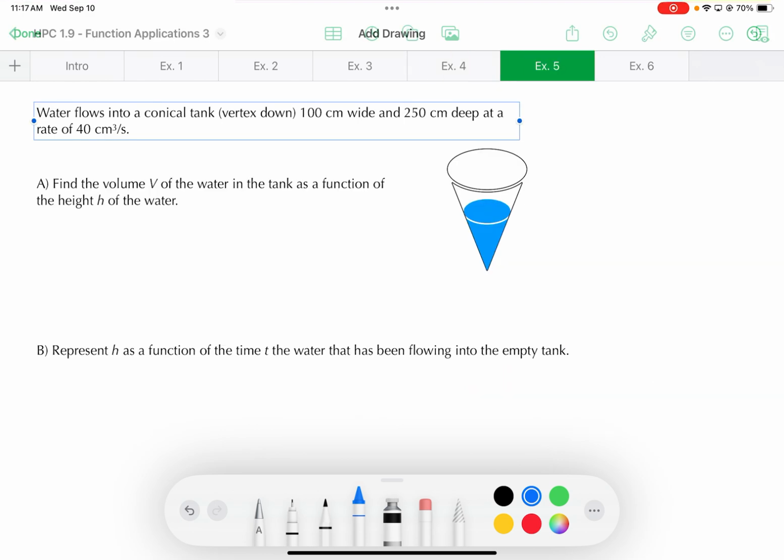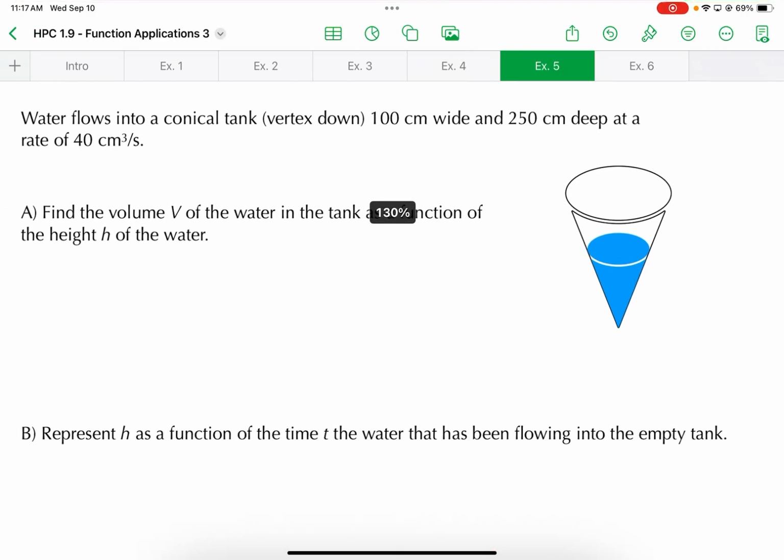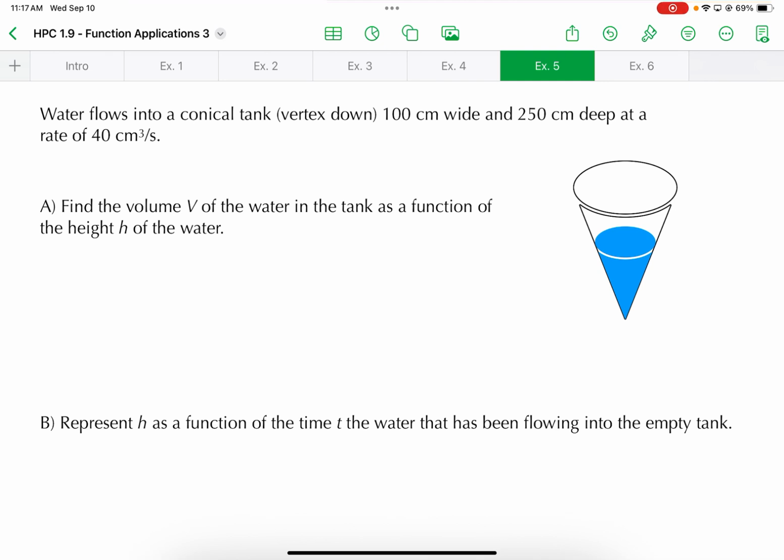All right, example 5. Okay, water's flowing into a conical tank with the vertex down. That's 100 centimeters wide, 250 centimeters deep at a rate of 40 cubic centimeters per second. All right, so the first thing we want to do is find the volume of the water in the tank as a function of the height of that water, okay? Find the volume of the water in the tank as a function of the height.